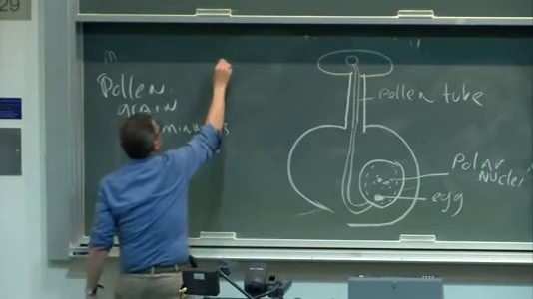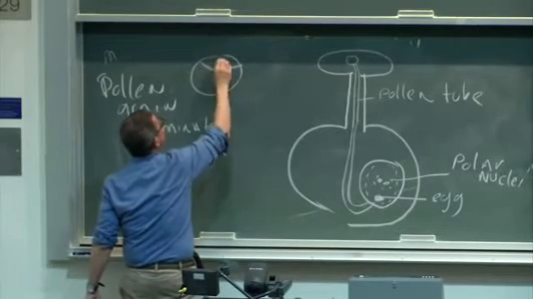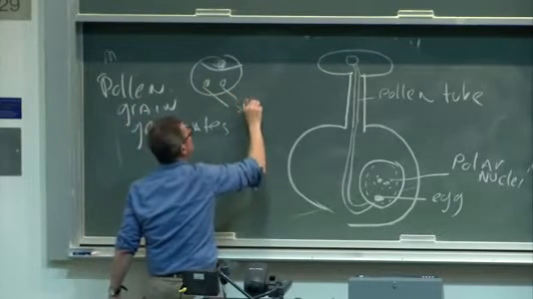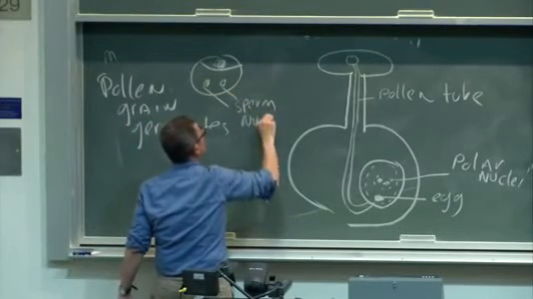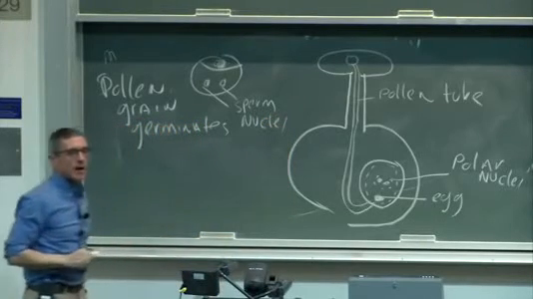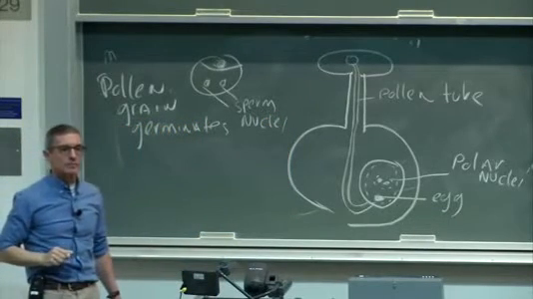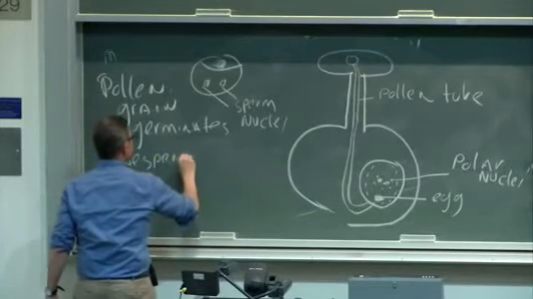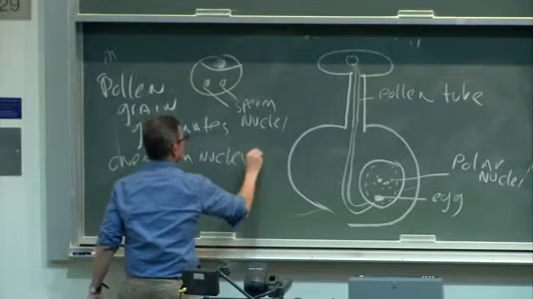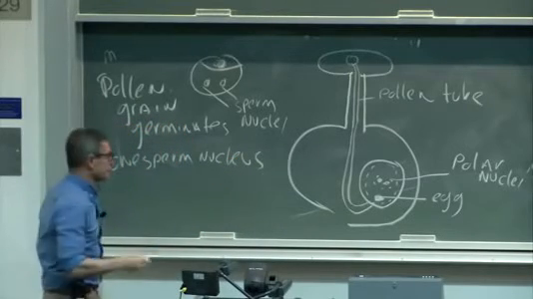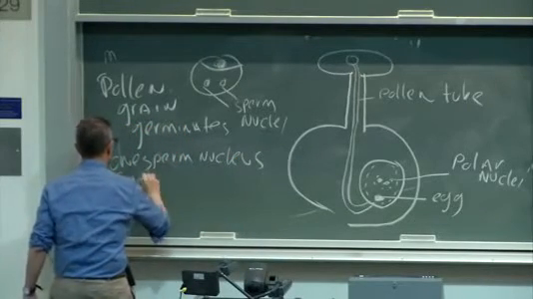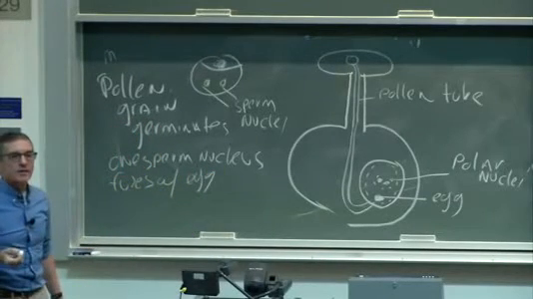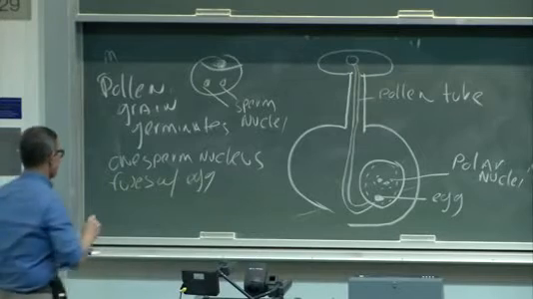Now recall, the pollen grain, we said, has 2 sperm nuclei, 2 sperm nuclei in a typical pollen grain. What do they do? 1 sperm nucleus fuses with the egg. And 1 fuses with the polar nuclei.